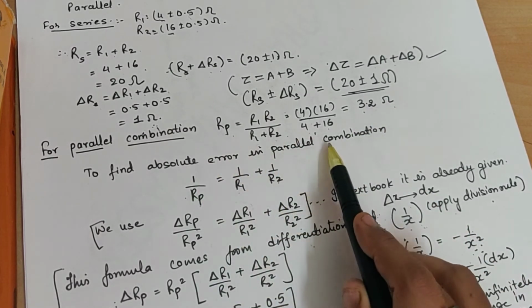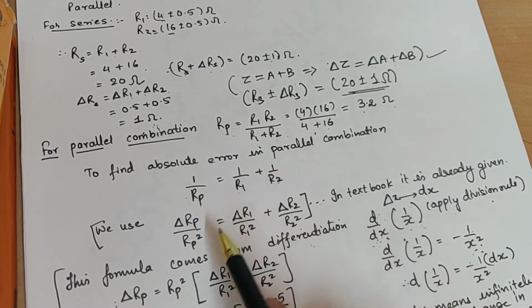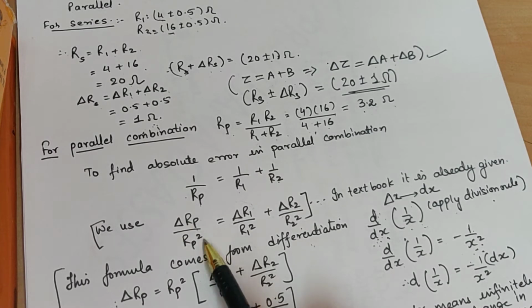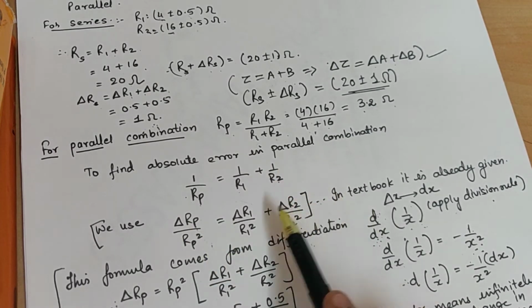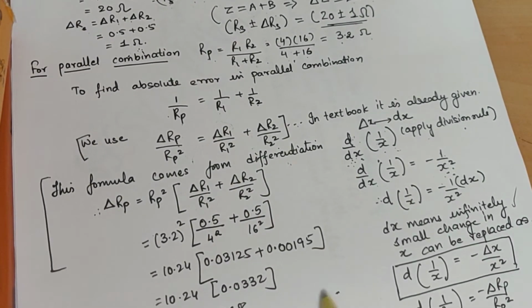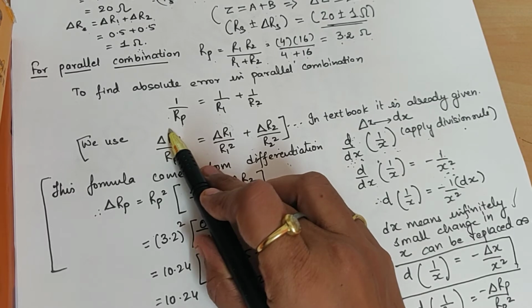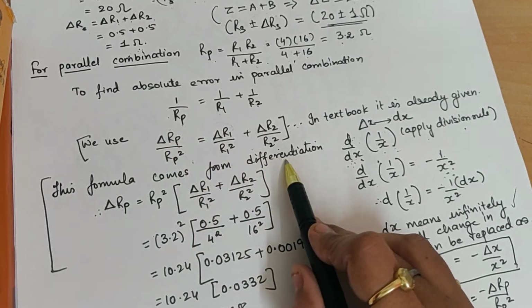Now if you want to find out the absolute error in the parallel combination, that is delta Rp, we need to use this formula. In few textbooks it is directly given to us, but how did you get this equation? First please I'll explain you this. See, you have to use this to find out delta Rp. You have to use the formula from the differentiation.